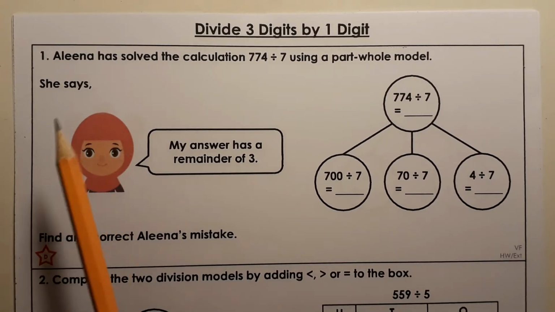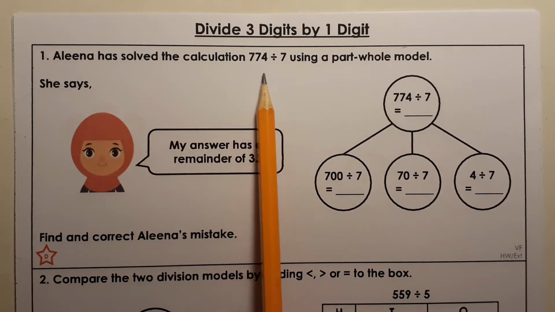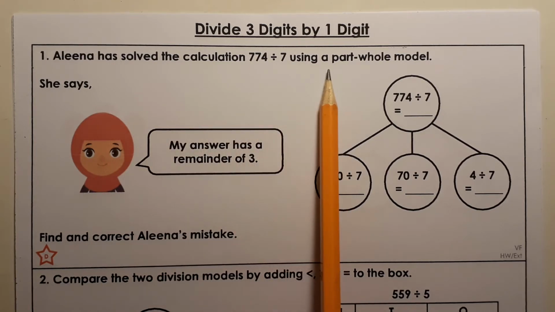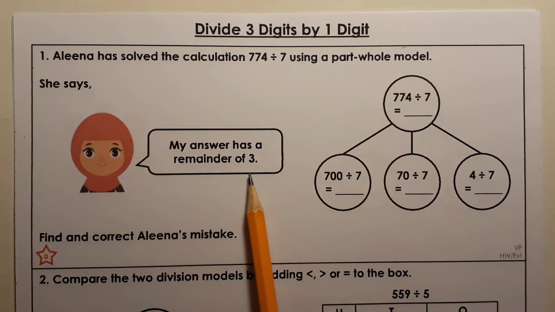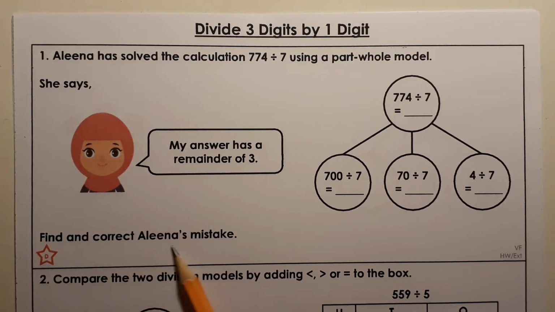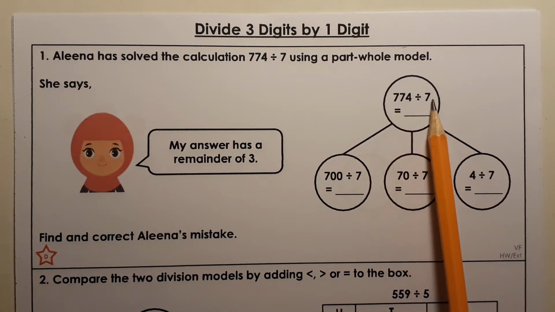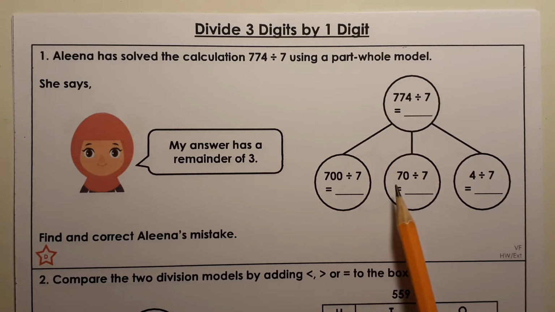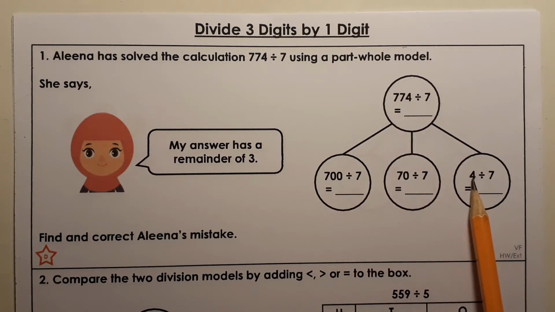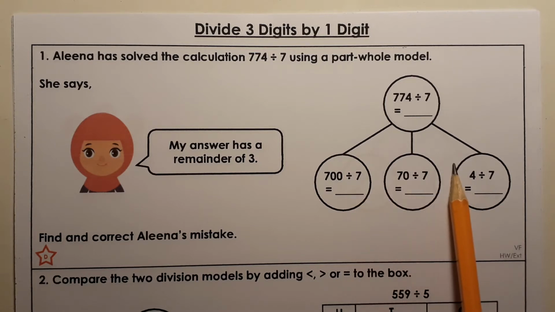Always start by reading the question. Alina has solved the calculation 774 divided by 7 using a part-whole model. She says, my answer has a remainder of 3. Find and correct Alina's mistake. So it's taken 774 divided by 7, partitioned 774 into 770 and 4, and she's dividing each part by 7.